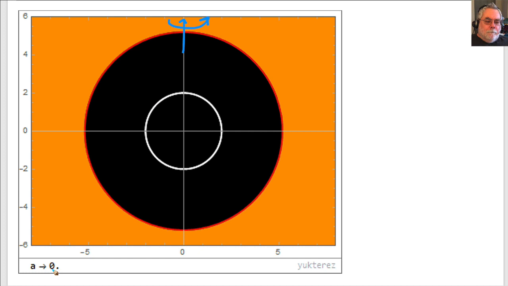At 0 rotation, we're looking at a non-rotating black hole. So this is the non-rotating black hole Schwarzschild event horizon at the Schwarzschild radius. The ISCO is located at 3 Schwarzschild radii, so it's about here.